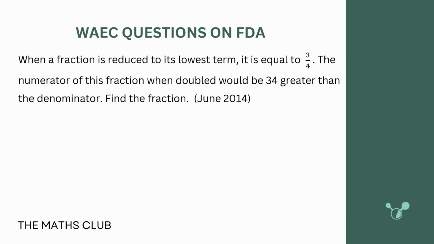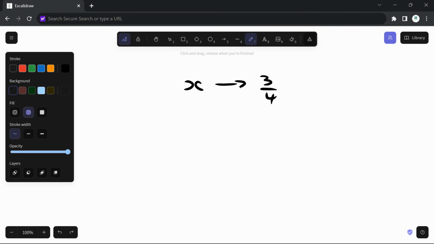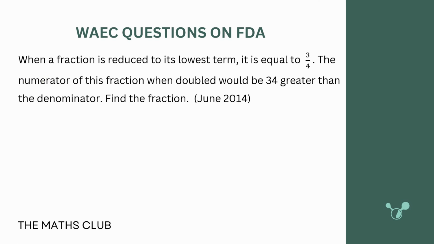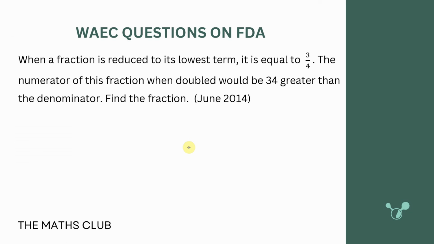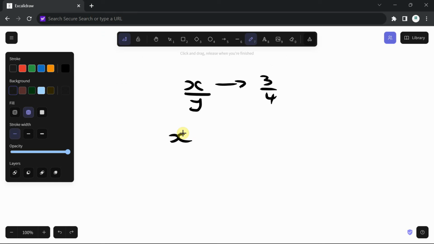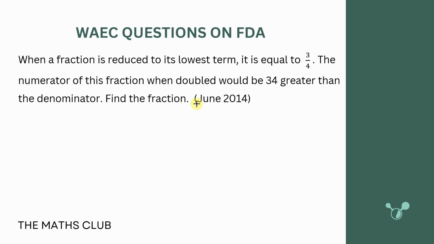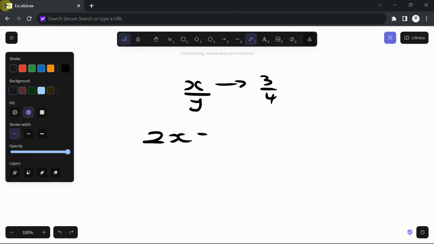So the fraction could be 9 over 12, 6 over 8, but it said in its lowest term, it is 3 over 4. The numerator of this fraction, when doubled, will be 34 greater than the denominator. So let's just say x over y, because it's a fraction. This is the numerator. So the numerator, when doubled, that would be 2x, would be 34 greater than the denominator. The denominator is equal to y, so it will be y plus 34.